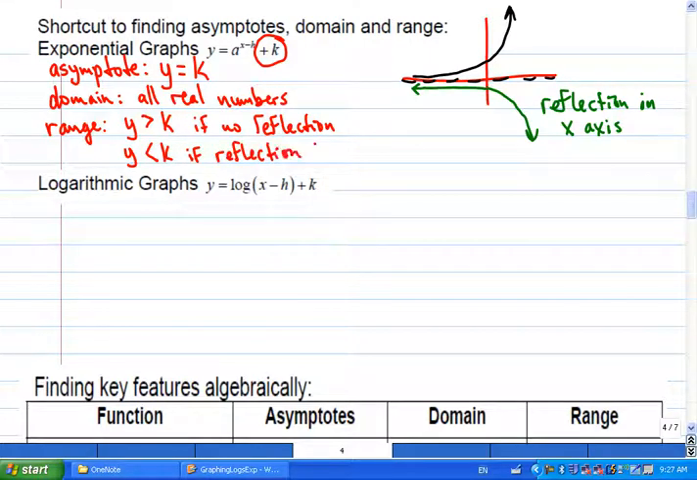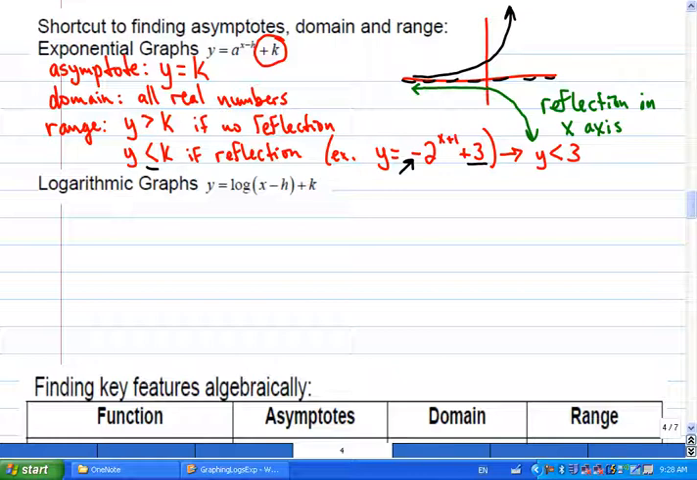So just to be clear about what we mean there, for example, y equals negative 2 to the x plus 1, plus 3. That example would have a range y less than 3. 3 is the asymptote, and there is a reflection, so it will be less than. Okay, the graph will be pointing lower.